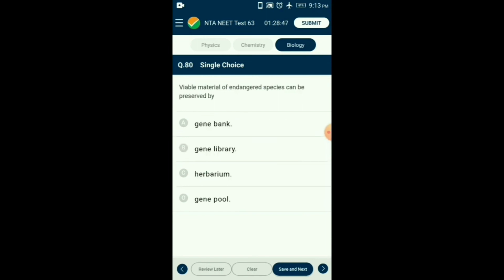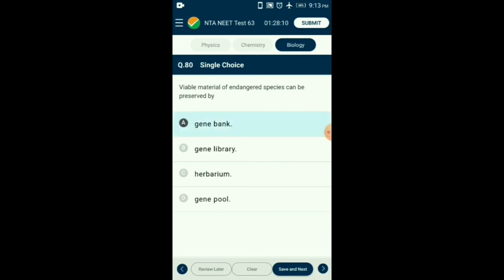Question number 80. Viable material of endangered species can be preserved by. Viable material of endangered species can be preserved by the gene bank. A gene bank is an institute that maintains stocks of viable seeds. It is generally called a seed bank. It also holds live growing plants such as orchids, tissue culture and frozen germplasm with the whole range of genetic variability. So the answer is option A, gene bank.